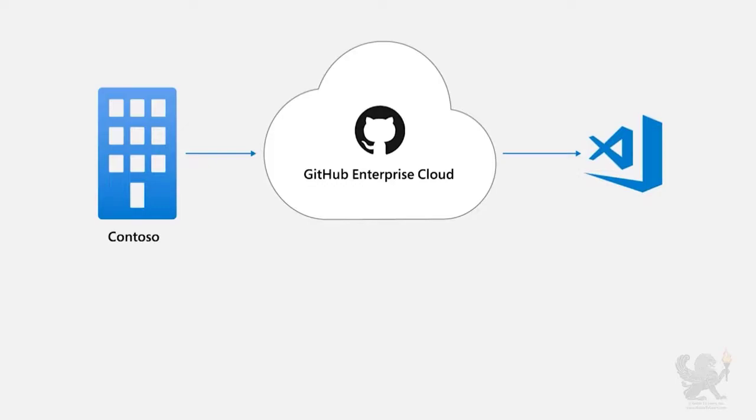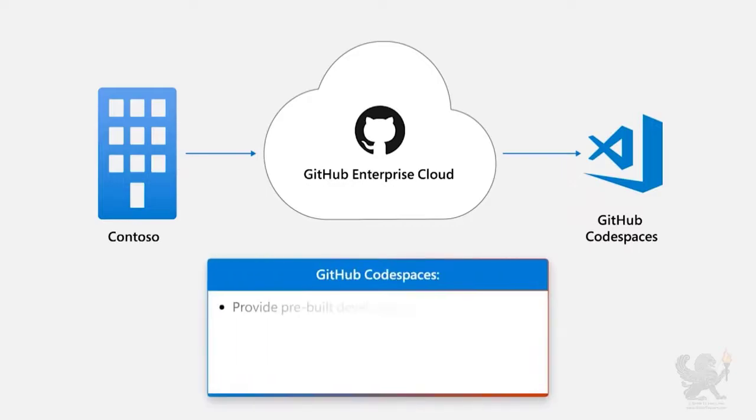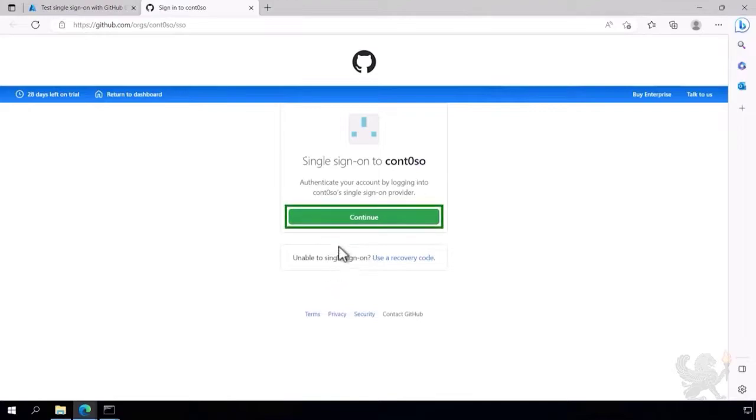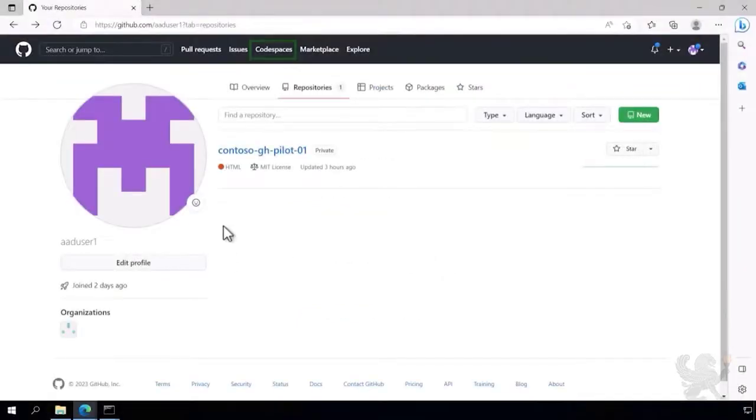As part of the proposed solution, Contoso will rely on GitHub Codespaces for both individual and shared development projects. These pre-built development environments minimize maintenance overhead since they are automatically configured in an optimal manner with required security scanning extensions. Let's review how this approach works. You can access workspaces directly from the GitHub interface once you authenticate to your organization. The Codespaces link is featured prominently at the top of every page.